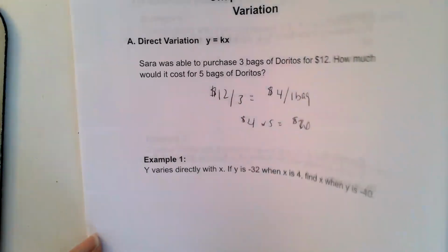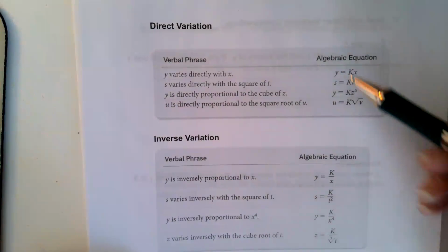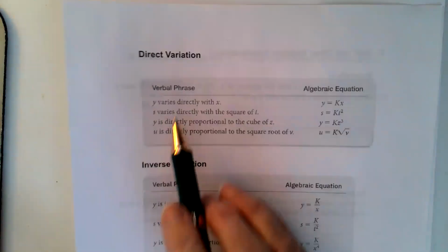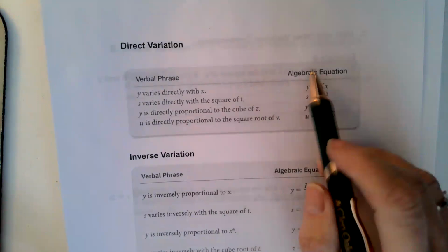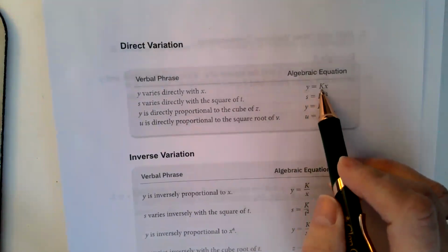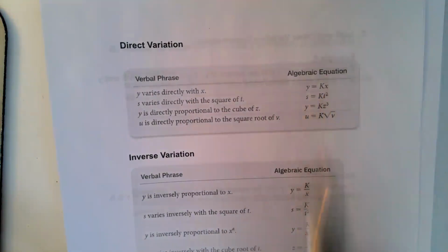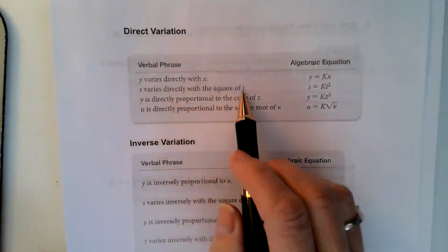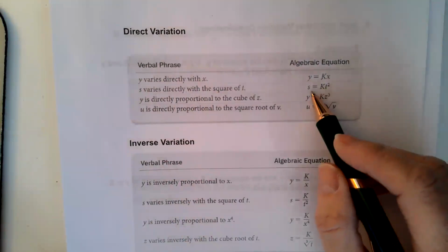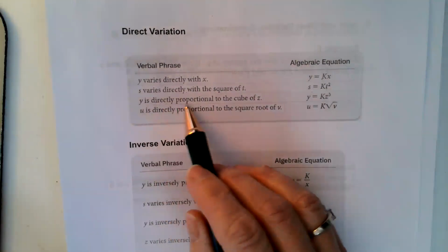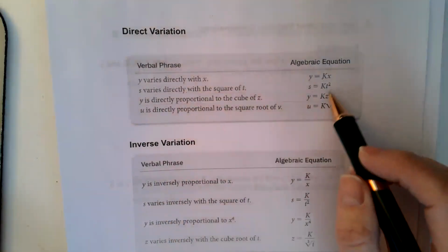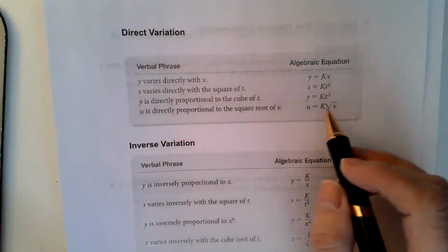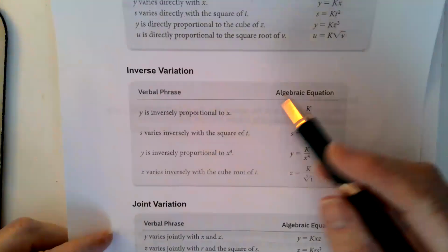That's called direct variation. On the very last page of the notes, you're going to see where I summarized everything and how we're going to use it. Okay. So direct variation is this. Y varies directly with X means that Y equals some coefficient of multiplication times X. That's my coefficient of variation, K. If S varies directly with the square of T, that means that S equals K times T squared. If Y is directly proportional to the cube of Z, that means we have K times Z cubed. And if U is directly proportional to the square root of V, that means we have K times the square root of V. And then we have something similar with inverse variation.